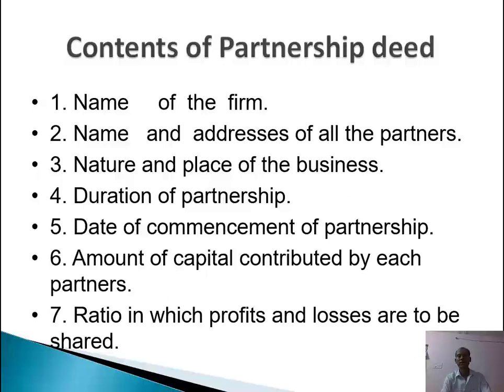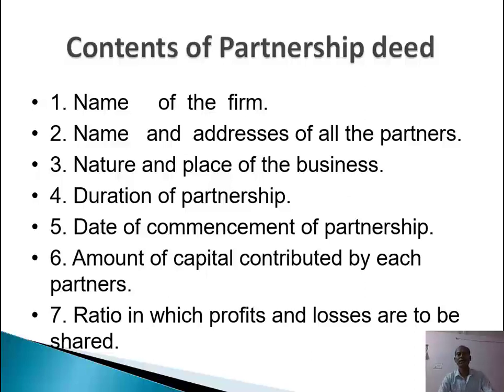Date of commencement of the partnership. The commencement of that is the commencement of the partnership. The business can be started as per the deed or according to the convenience of the members, or again their consent, the consent of all partners. But the date of the deed should be mentioned.